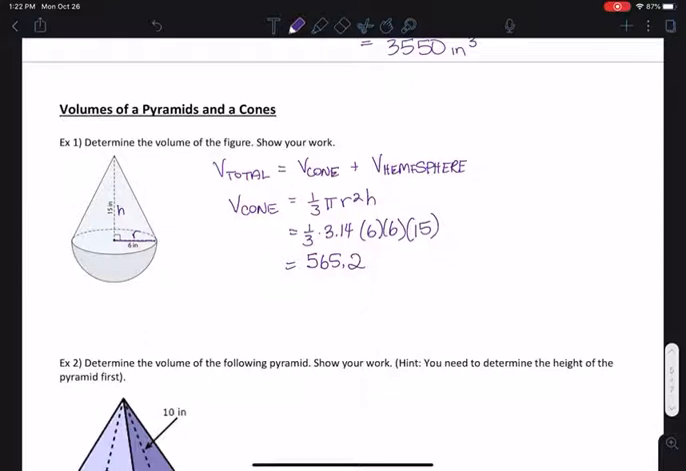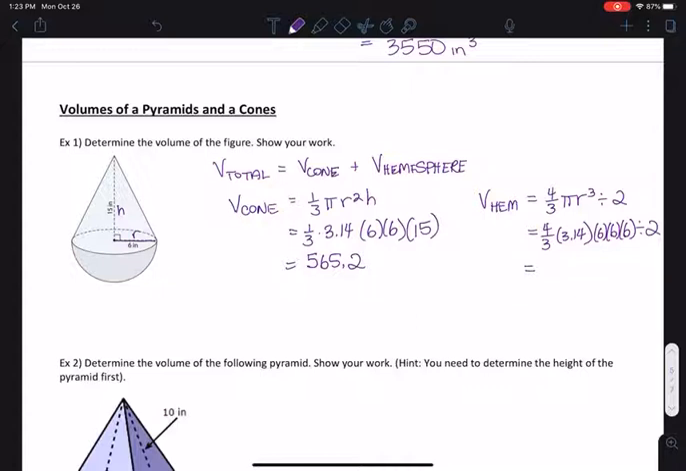So the volume of the hemisphere is really the volume of a sphere, 4/3 pi r cubed, divided by 2, because it's half of that sphere. So that's 4 divided by 3 times 3.14 times the radius, which we have as 6 still. 6, 6, and 6 divided by 2. 3 sixes multiplied together because it's cubed.